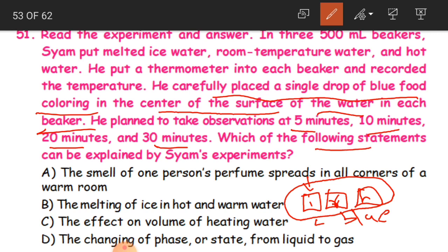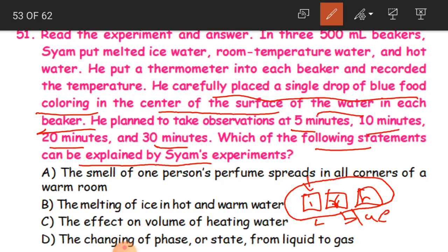Which of the following statements can be explained by Shyam's experiment? What is the result of this experiment? In the sense, not the result exactly, but what can we observe through this experiment? He was observing every 5, 10, 20 and 30 minutes, and at last, what did he observe? That we have to identify.